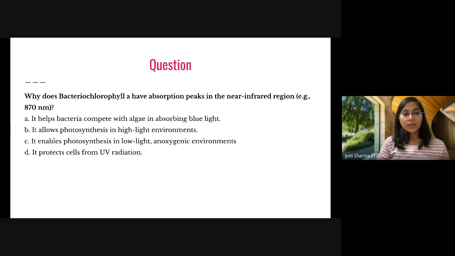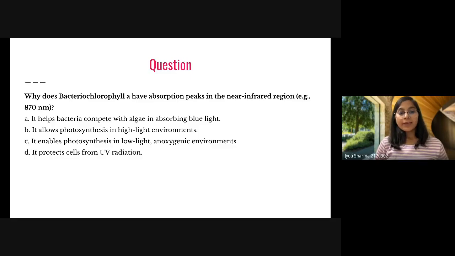Okay, the next question is again on photosystems. Why does bacteriochlorophyll A have an absorption peak in the near infrared region, at 870 nanometers? The options are: A, it helps bacteria compete with algae in absorbing blue light. B, it allows photosynthesis in a high light environment. C, it enables photosynthesis in a low light and anoxygenic environment. And D, it protects the cell from UV radiation.